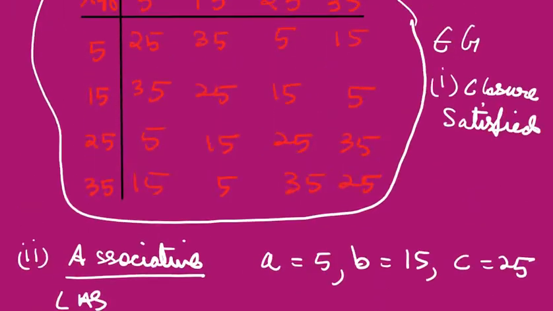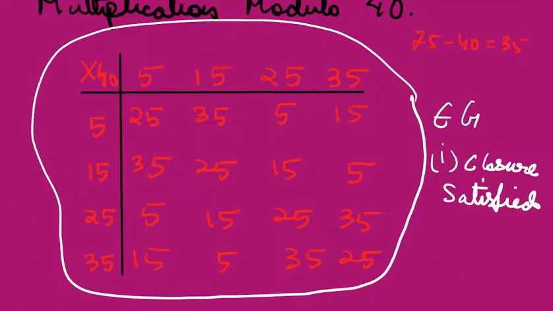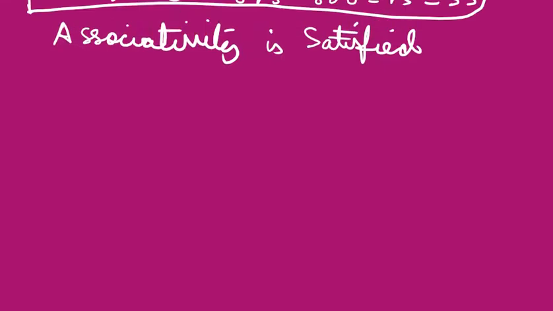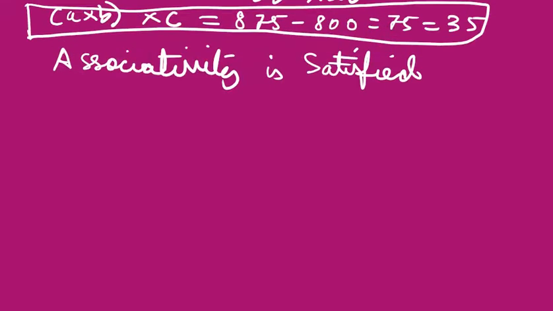Now if you go to the table again, I want you to look at this diagonal. The easiest way to find the identity here is to look at this diagonal. I'm cutting it, but please don't think that it is cut out. These diagonal values, this is the identity 25. Let me show you. The third point is the identity.